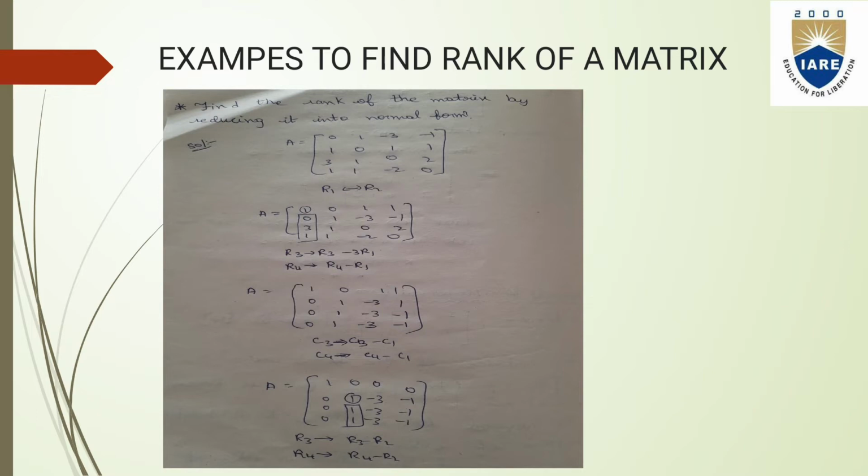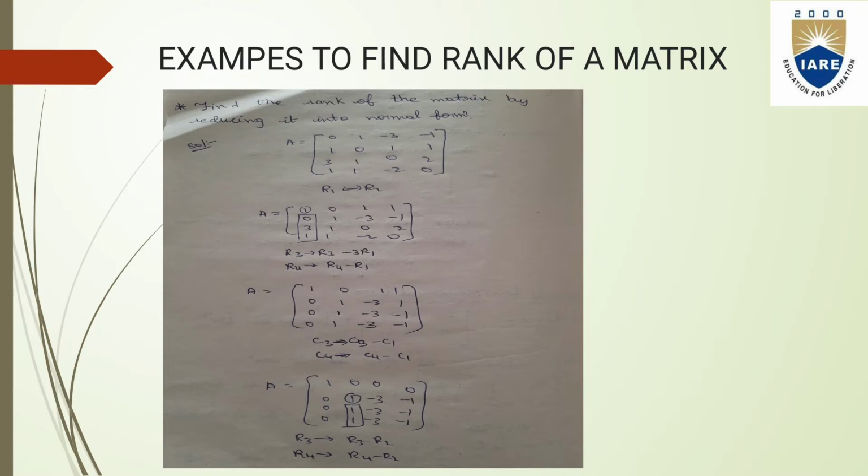Now the second step is that the first column, first element should be non-zero, and the elements beside it will be made 0 by using column transformations. Here the column transformations are column 3 changes to column 3 minus column 1, and column 4 changes to column 4 minus column 1. After these transformations, you will get a 4 by 4 matrix again.